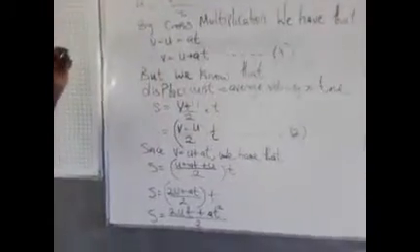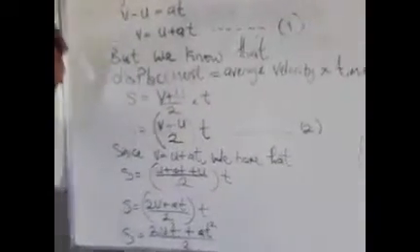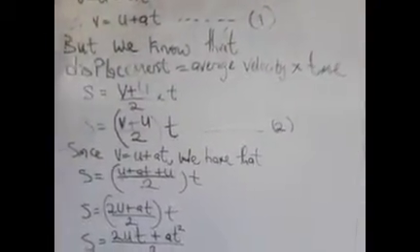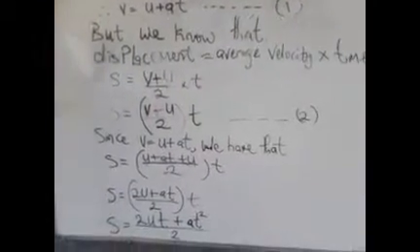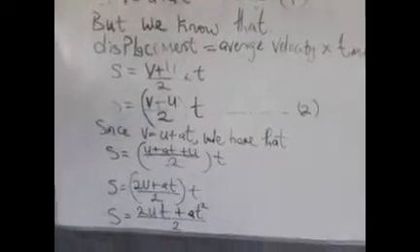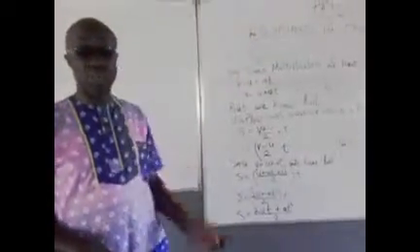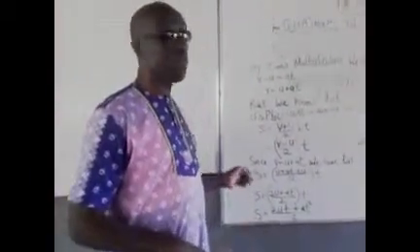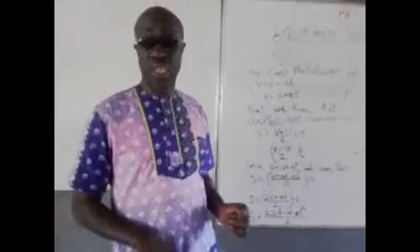That one came from the fact that displacement is equal to average velocity times time, and average velocity is V plus U all over 2. So if you multiply by time, you get S equal to V plus U all over 2, bracket T. Now this is the second equation of motion. Then we move further.